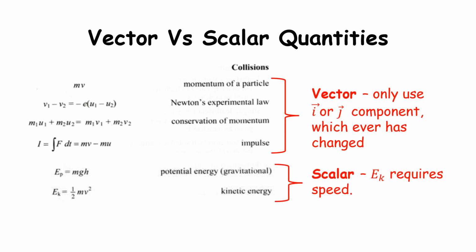Energy is different. We're going to need the scalar here. So for example, kinetic energy requires speed, so that v stands for speed. What I find helpful to do is to actually put a little vector arrow on top of anything that is a vector, like the I for impulse, I'll put it in like this. And it's a good way to remind yourself what is vector and what's scalar.